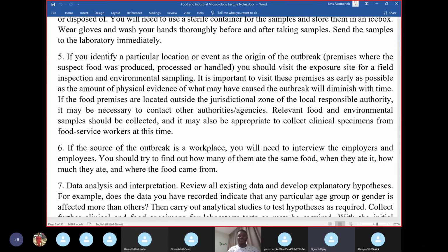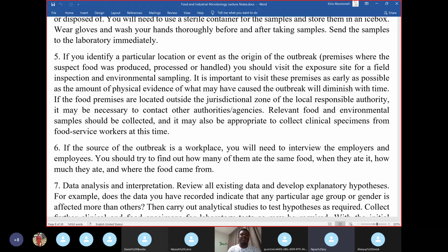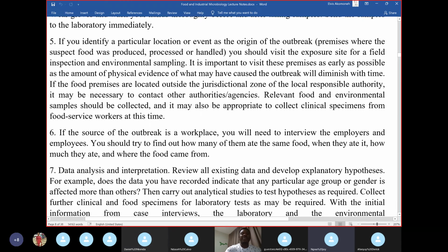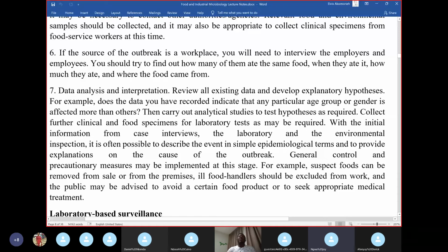The next point is that if the source of the outbreak is a workplace, you need to move to the workplace, interview the employers, interview the employees, and find out if they have eaten the same food or food from the same place. What is the food and what quantity was consumed from the spot? From there, we can have an idea if the food is implicated or the area is implicated. When you have all of this, we need to do what we call data analysis and interpretation.